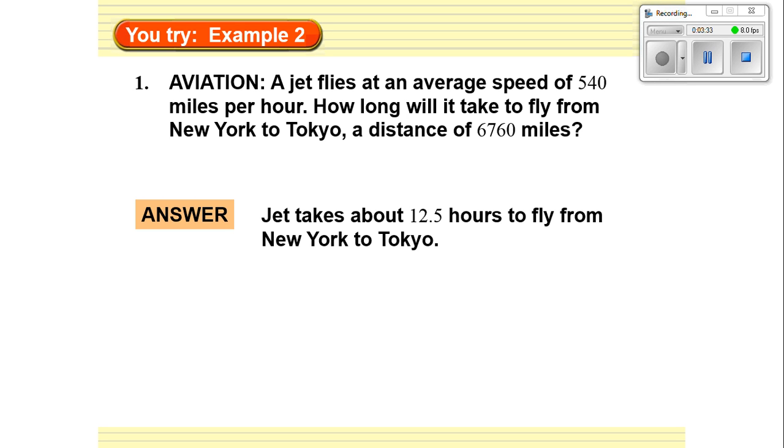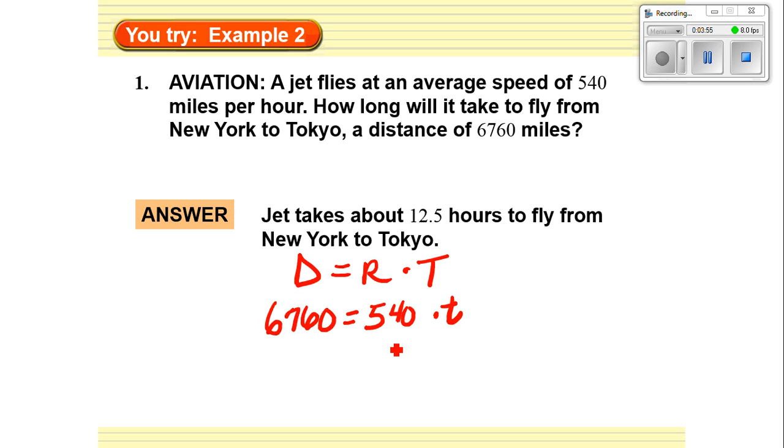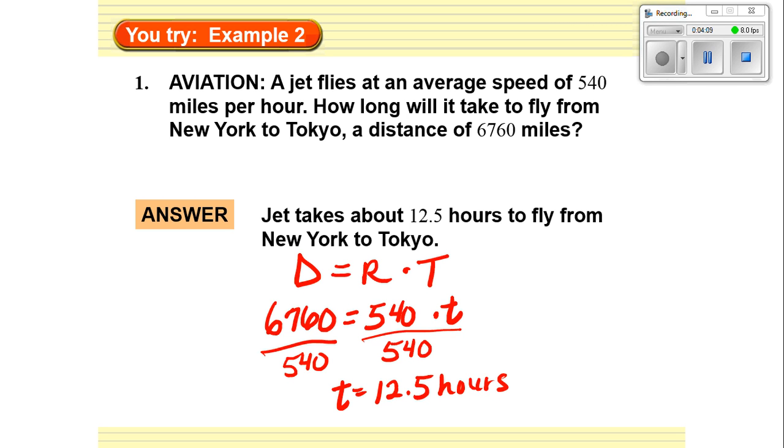We would set up the formula distance equals rate times time, and in that we would also go ahead and fill in what is the distance, 6,760 equals the rate of 540 times time, divide both sides by 540, and you would get a time of 12.5 hours. So those are two examples with using a formula.